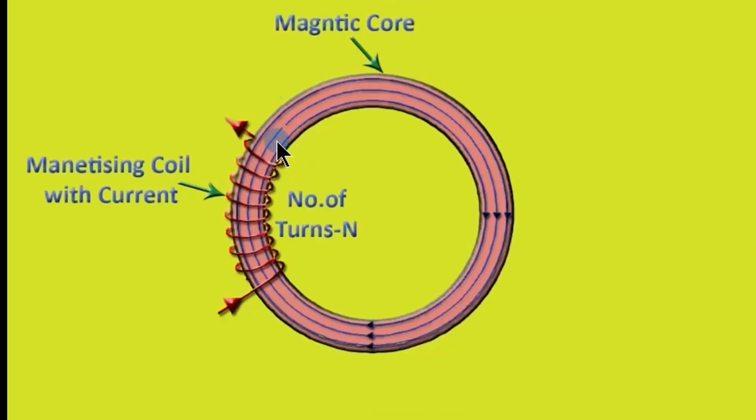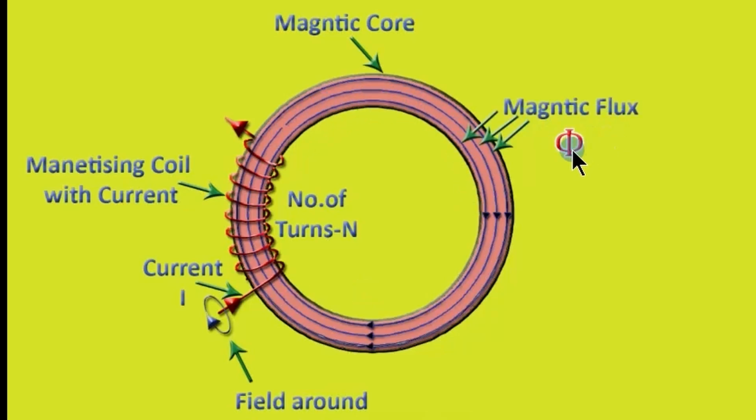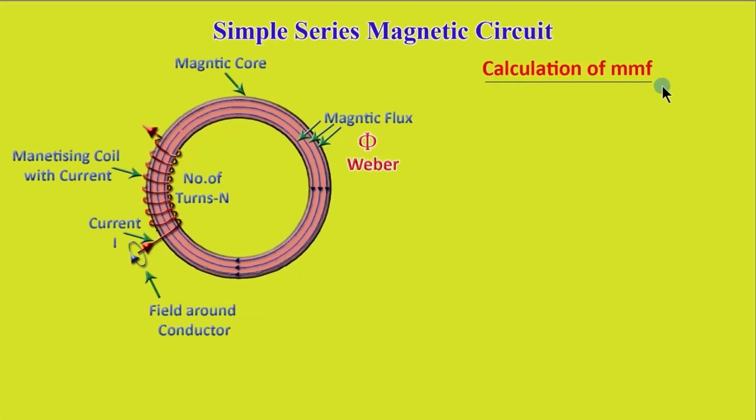A simple series magnetic circuit consists of a single core with a coil wound on the core, which has number of turns N. When we pass a current I through this coil, a field is formed around the conductor, and the field formed around every conductor forms magnetic flux, and it passes through the core. That magnetic flux is denoted by the letter phi and its unit is Weber. Now we will see how to calculate the magnetomotive force MMF.